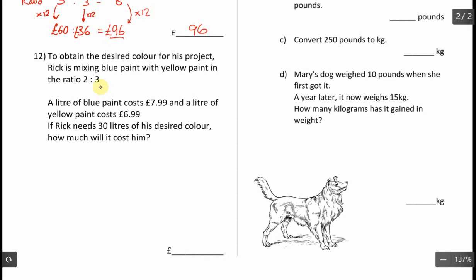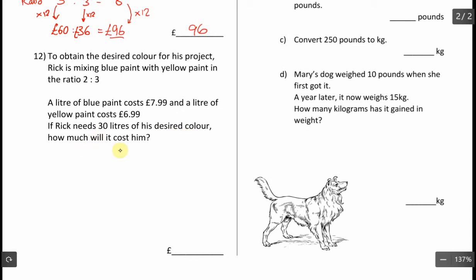Right, number 12. To obtain the desired colour for his project, Rick is mixing blue paint with yellow paint in a ratio 2 to 3. A litre of blue costs $7.99 and a litre of yellow costs $6.99. If Rick needs 30 litres of his desired colour, how much will it cost him?